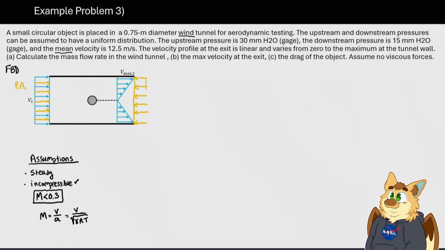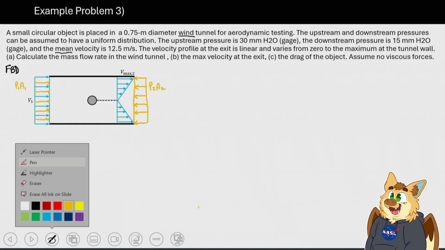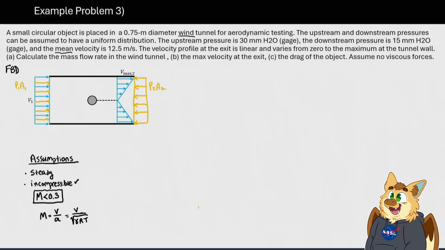And this will be P2A2. I'm not going to put a negative or positive on that for now. I'm just going to state that that is a pressure force that's acting to the left. And similarly, we are asked to find the drag on this ball.